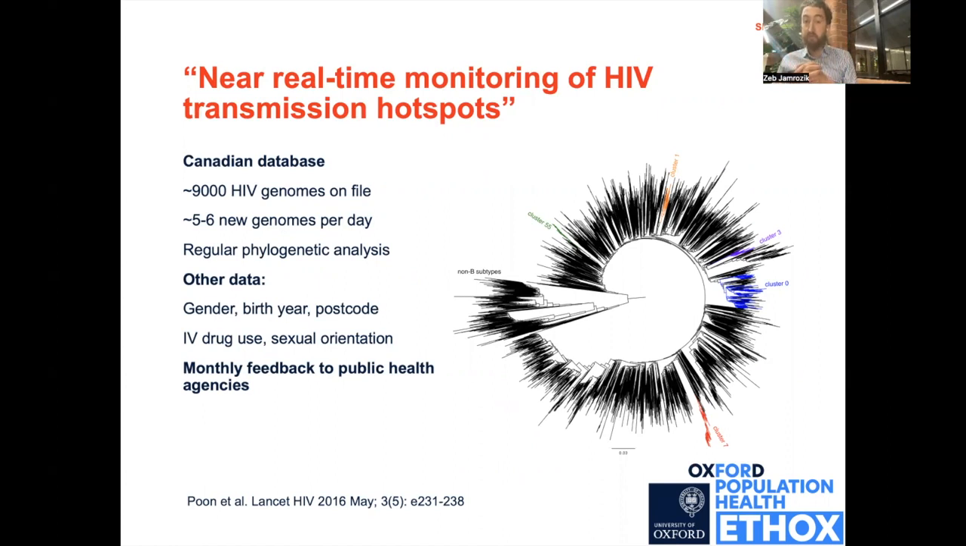It links them to risk factors such as use of intravenous drugs and some questions about sexual orientation. And phylogenetic analyses are conducted on a regular basis with monthly feedback to public health agencies. One way of presenting the kind of phylogenetic information is to present this kind of phylogeny on the picture here, which situates the clusters of transmission in this population in a larger database of HIV sequences.